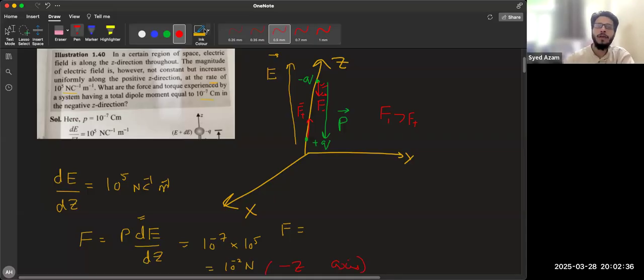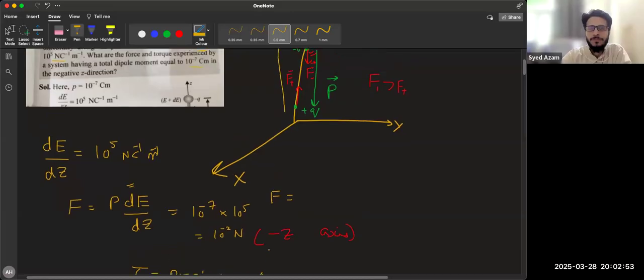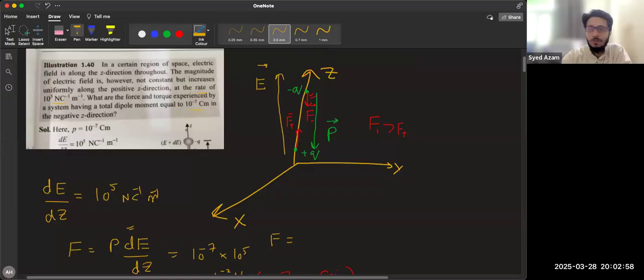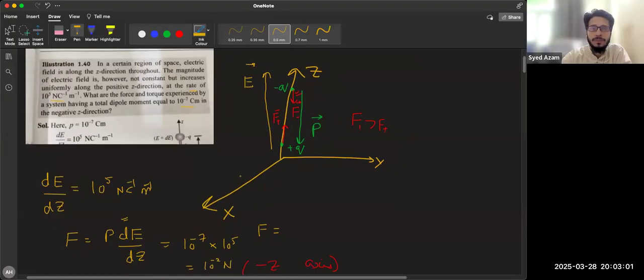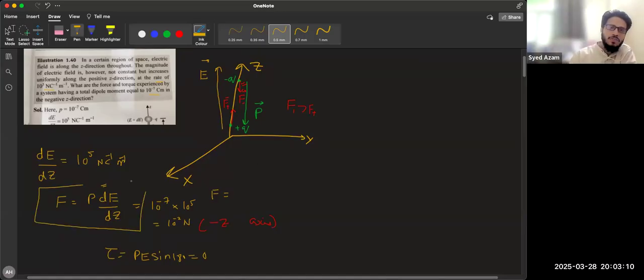And if you want to calculate the torque, see, dipole moment and field are anti-parallel. When they're anti-parallel, then torque is 0. P E sine 180 is 0. The torque is 0. Yes, is it clear? Yes, sir. Okay. You can take this key. This is also in NCERT. This is back exercise of NCERT. Remember this as a direct result. F is P dE over dz.